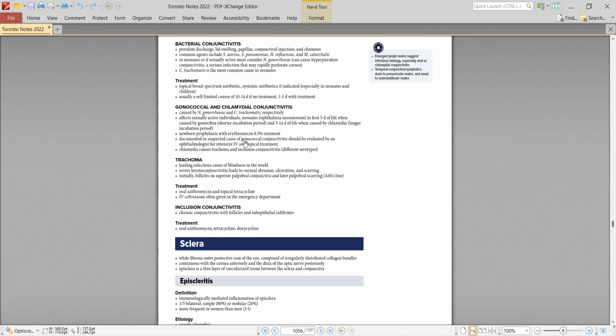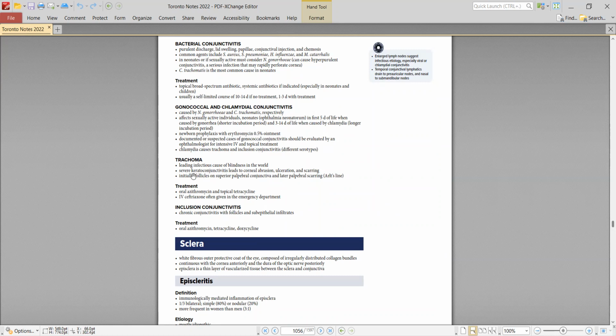Documented or suspected cases of gonococcal conjunctivitis should be evaluated by an ophthalmologist for intensive IV and topical treatment. Chlamydia causes trachoma and inclusion conjunctivitis. It's a different serotype. Severe form is trachoma here. Trachoma is the leading cause of blindness in the world.